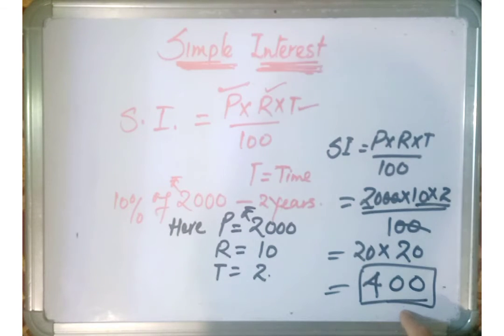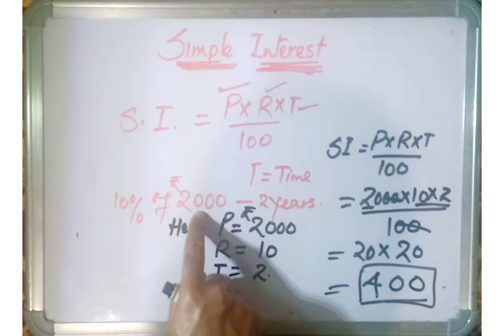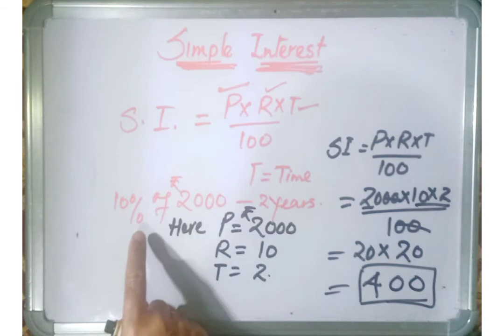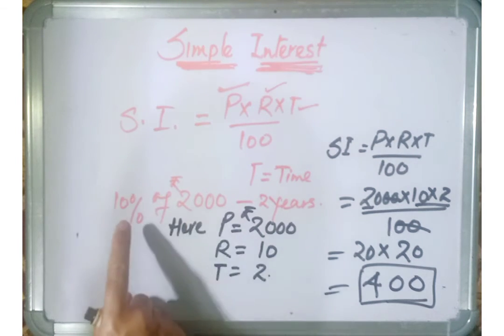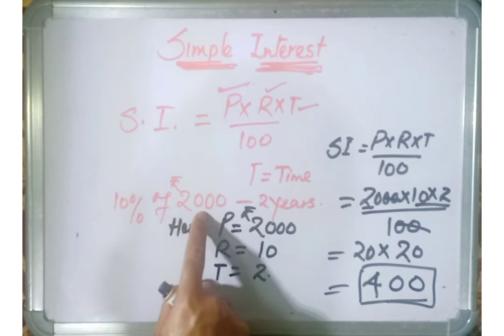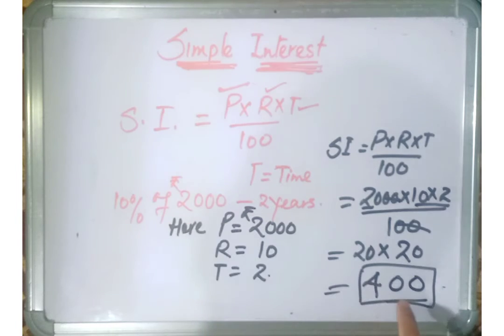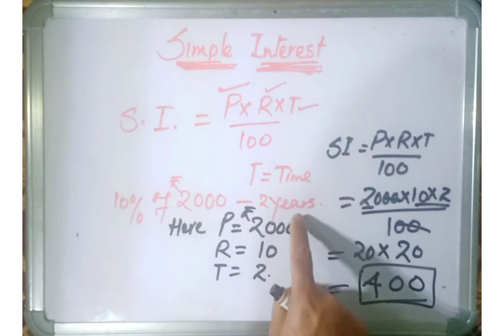That means if you borrow an amount and your friend or the bank tells you to pay back the amount along with the simple interest, with the rate at 10%, then you have to pay back 2,000 plus 400 rupees after the completion of 2 years.